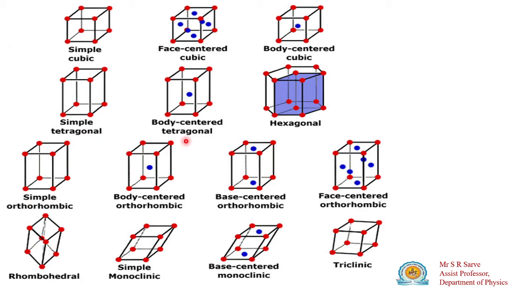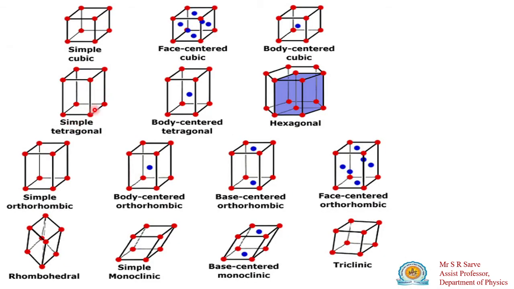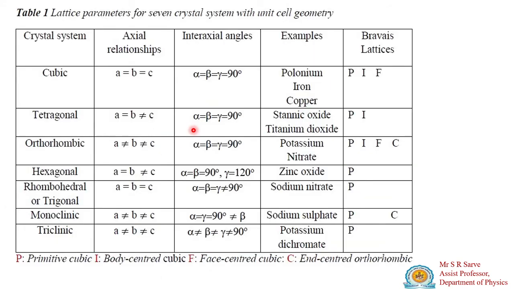Similarly, tetragonal structure is there. What is tetragonal? Tetragonal means two sides are the same and one side is different, and all angles are 90 degrees. So this is your tetragonal. Tetragonal exists in simple tetragonal form and body centered tetragonal form. Remember here that two sides are the same and one side is different. In a cube all sides are the same and all angles are equal.